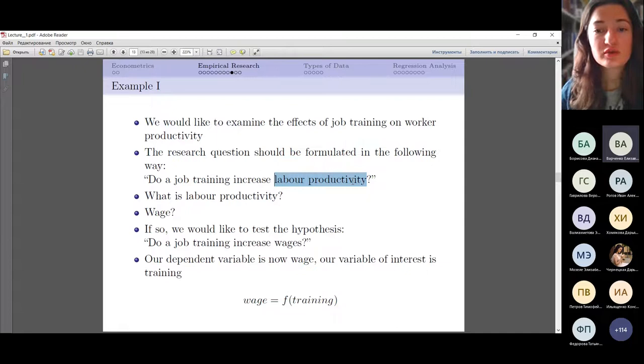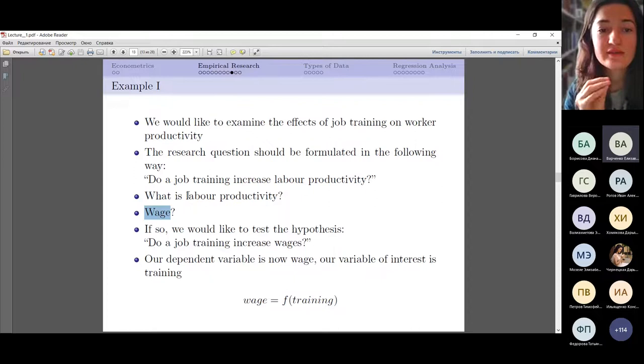For example, could we use wage, or maybe wage per hour, or maybe some other indicators, or in the language of econometrics and statistics, proxies? Maybe we could use wage as a proxy for labor productivity. And in this case, we can add a little more detail to our research question, and we can test our hypothesis. So our main hypothesis for this research will be, does job training increase wages? What is the difference between these two? This is our research question, and this is our hypothesis that we will test.